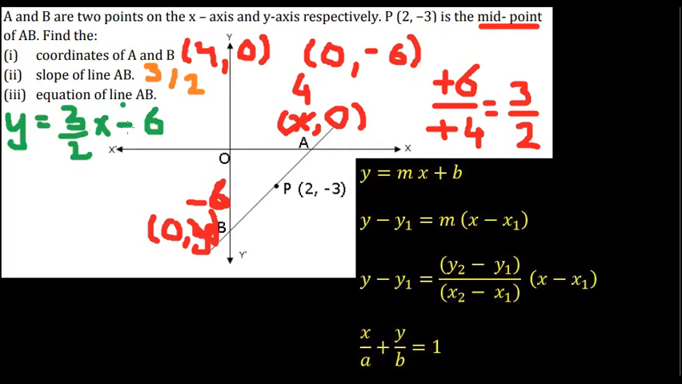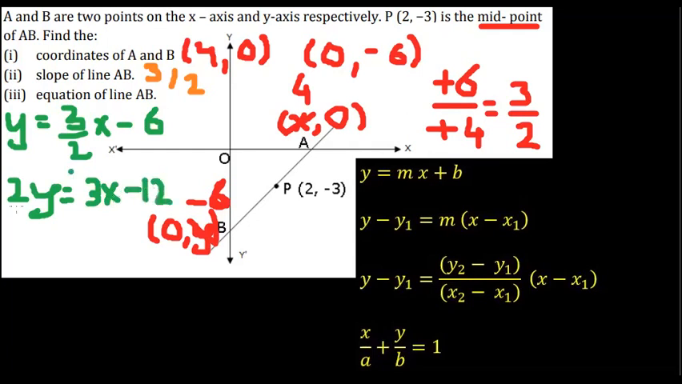And now I can rearrange this to make it look nicer. What I can do is multiply both sides by 2 to get rid of this 2. So this will give me 2y equals 3x and a negative 12. Because I'm multiplying by 2, this 6 will become a 12.